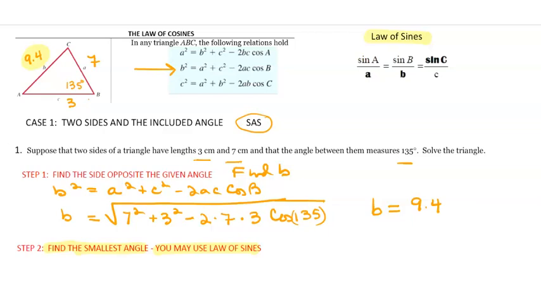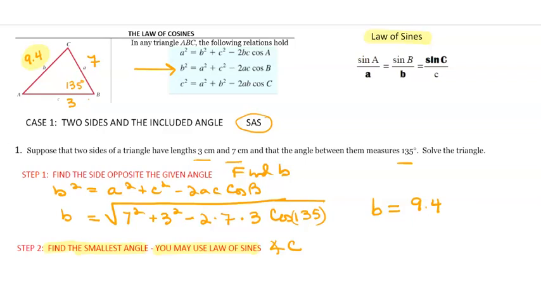So in order to not fall into the ambiguous case, which is explained in the textbook, you're going to avoid that by following this major rule. When you switch from law of cosines to law of sines, you're going to look for the smallest angle. The smallest angle is always across from the smallest side. So I want to find angle C, because it's across from the 3, which is the smallest side.